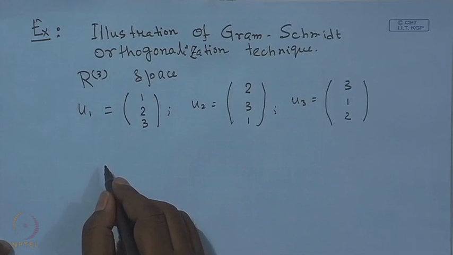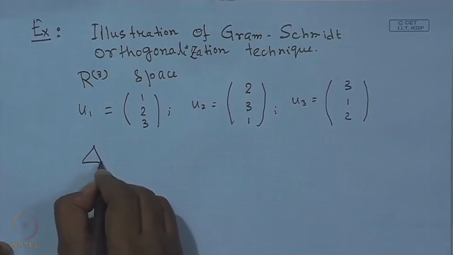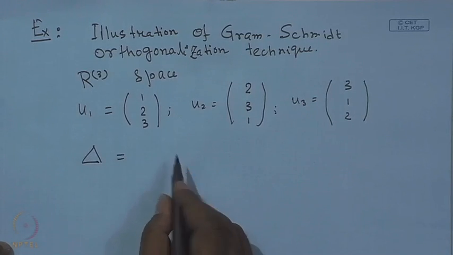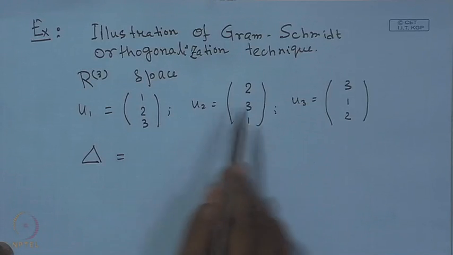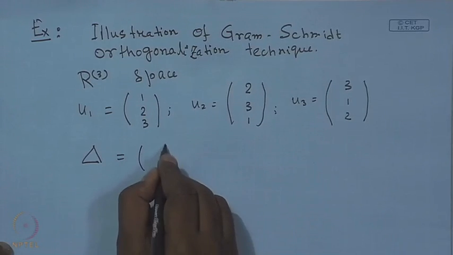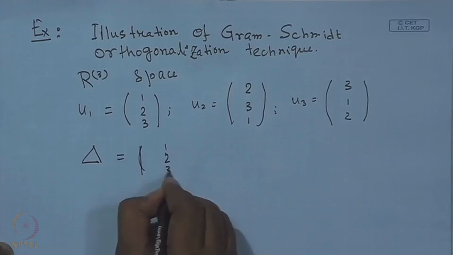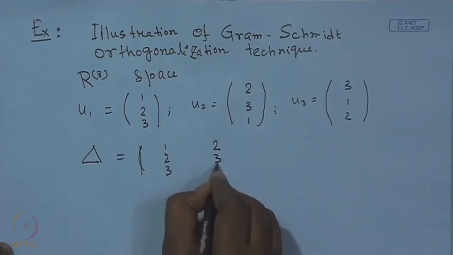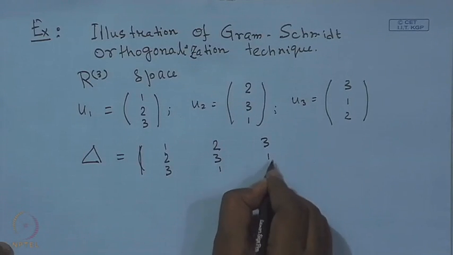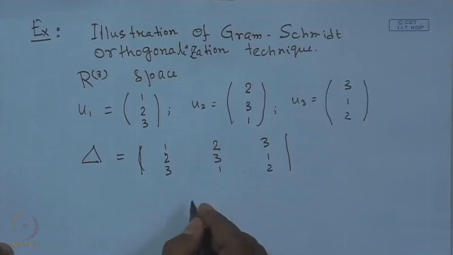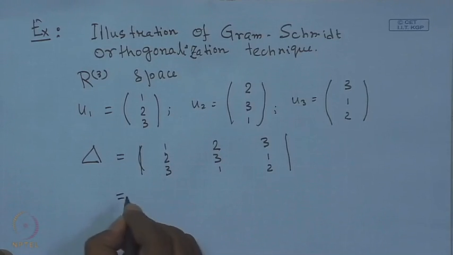In order to test that, we evaluate the determinant formed by the elements of these vectors. So, it will be 1 2 3, 2 3 1, 3 1 2. So, it is a 3 by 3 determinant. So, just open up this determinant.